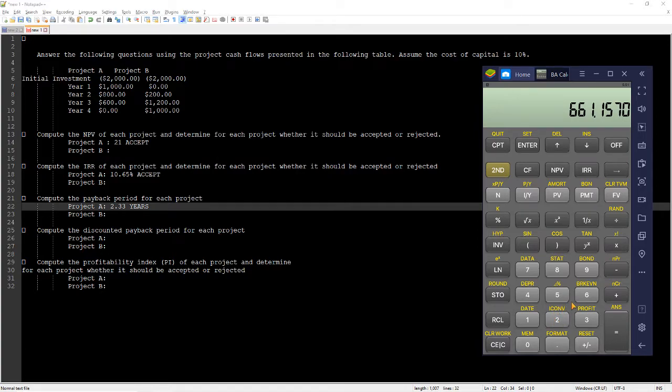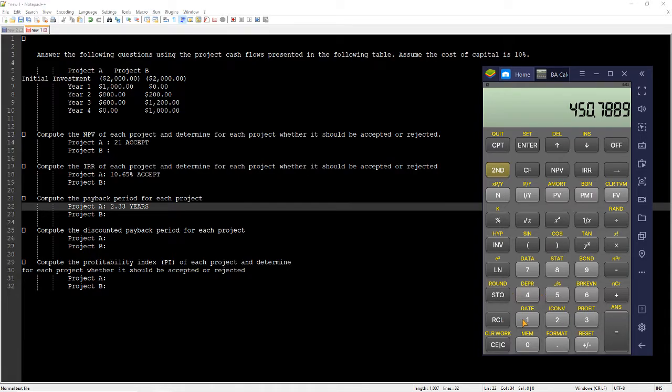Then for the third year, since we're in a power greater than 2 and using the BA II Plus, we have to do one step in between. We take 1.1, 1 plus the cost of capital, y to the x, which means raising it to a certain power. Raising it to the third power, enter, and we'll store that in 7 because I like 7. Now we take the 600, the year 3 cash flow, and divide it by that value. We get $450 for year 3, and we'll store that in 3.